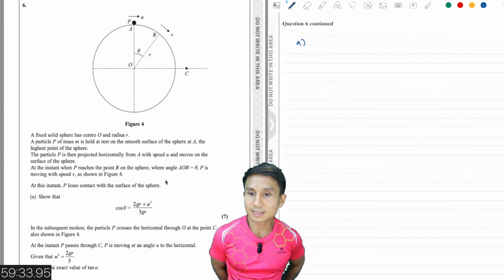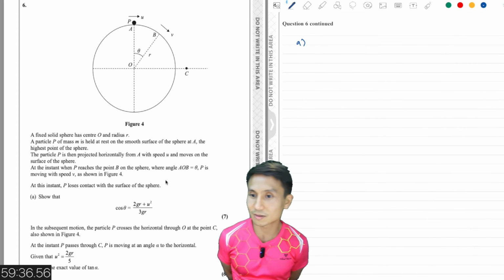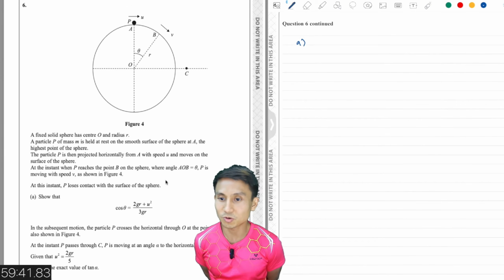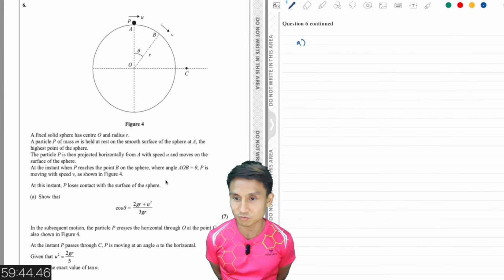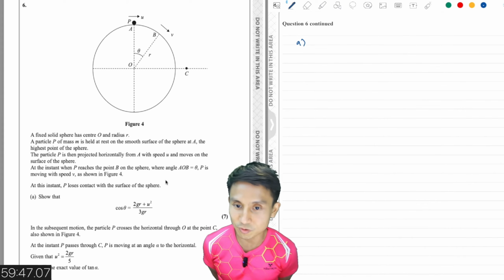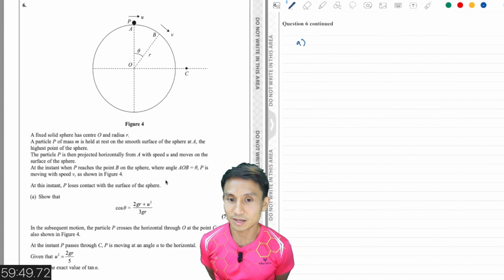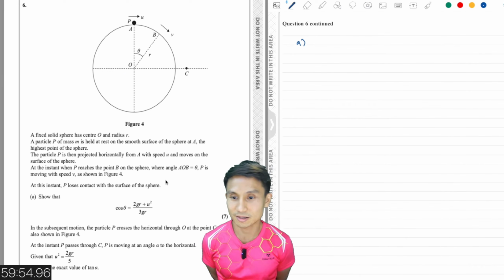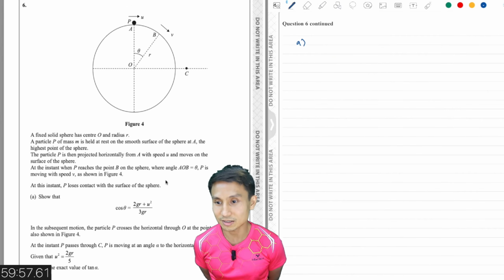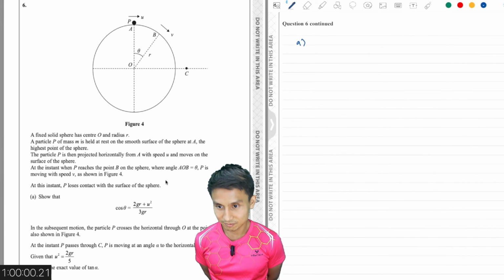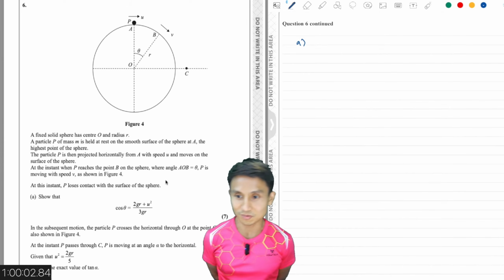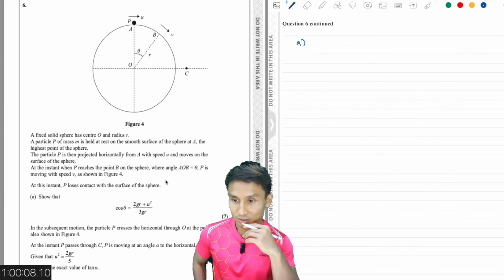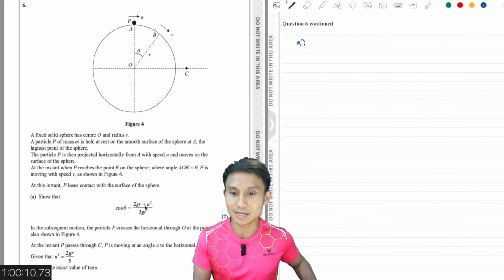A fixed solid sphere has center O and radius r. A particle P of mass m is held at rest on the smooth surface of the sphere at A, the highest point of the sphere. The particle P is then projected horizontally from A with speed u and moves on the surface of the sphere. At the instant when P reaches the point B, where the angle is theta, P is moving with speed V, as shown in figure 4. At this instant, P loses contact. So it's saying that R is 0 there. So part A shows that cos theta is that.